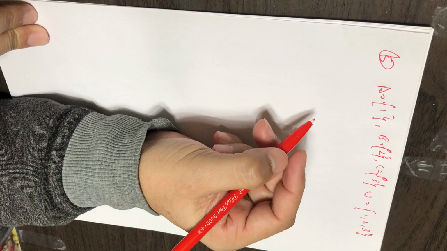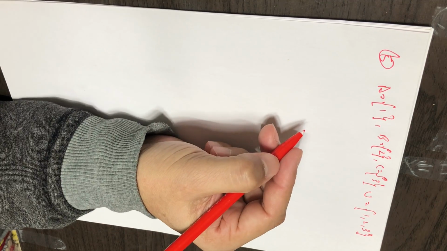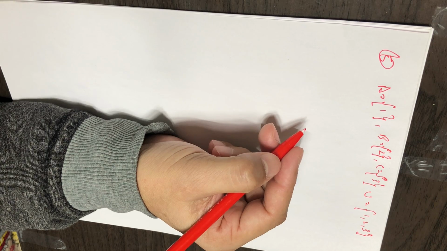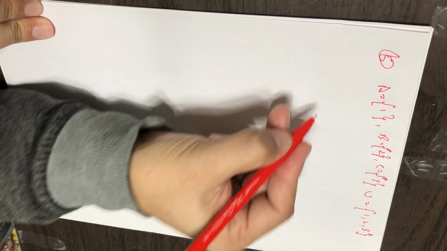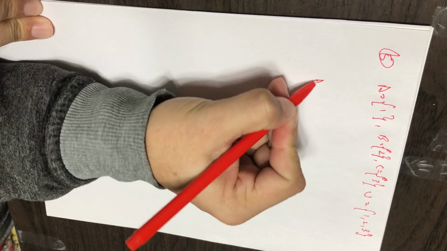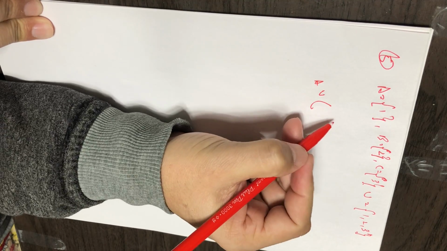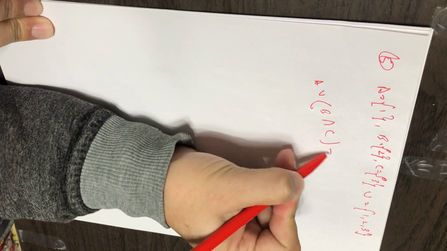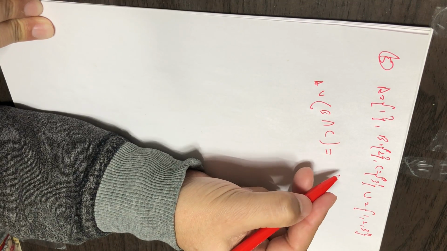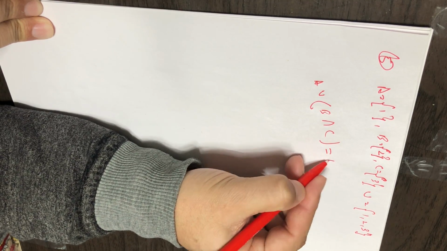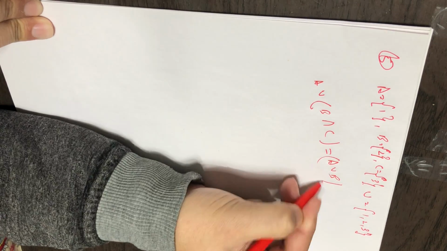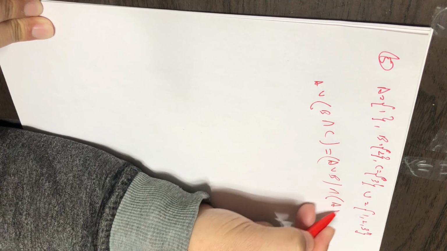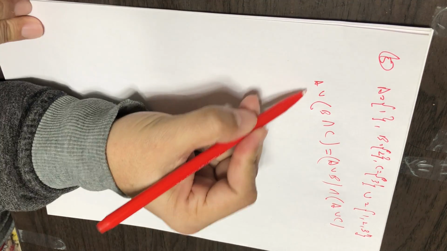Okay, so in this case, one by one we can find out which of them are true or not. In the first case, it is given that A union B intersection C is equal to A union B intersection A union C. Okay, the value of A is 1.